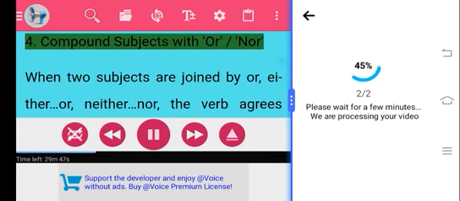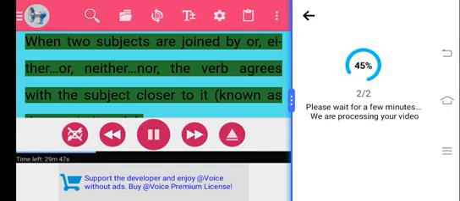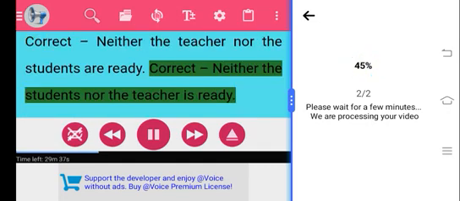4. Compound subjects with "or," "nor." When two subjects are joined by "or," "either...or," "neither...nor," the verb agrees with the subject closer to it, known as the proximity rule. Correct: neither the teacher nor the students are ready. Correct: neither the students nor the teacher is ready.